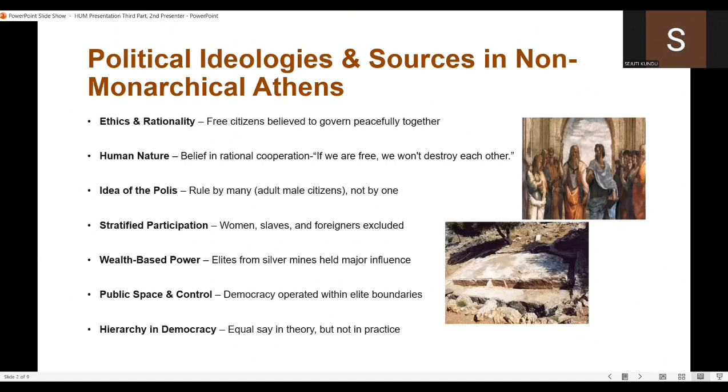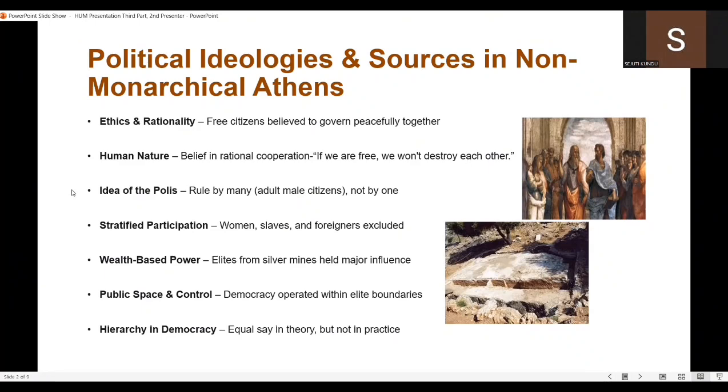In ancient Athens, political ideology was rooted in ethics and rationality, believing that if people were free, they could govern themselves peacefully. The concept of the polis empowered many adult males to engage politically, but this inclusivity was stratified. Women, slaves, and foreigners were excluded from the so-called people's rule, showing that freedom had limitations. Wealthy elites, particularly those who profited from the Laurion silver mines, held disproportionate influence in decision making. So while Athens promoted collective governance, actual control remained in elite hands. Public spaces were open, but real access was selective. Hence, Athenian democracy was both participatory and exclusionary at once.